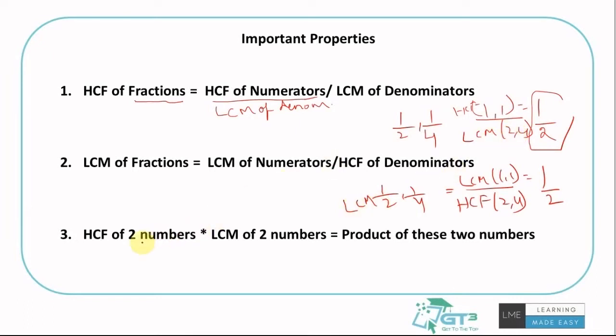Right, so another property: HCF of two numbers into LCM of two numbers is basically the product of these two numbers, right? So HCF into LCM of those two numbers should be fundamentally the product of those two numbers.